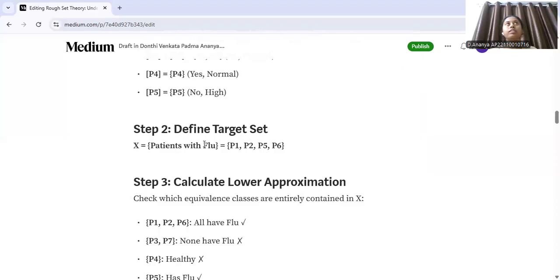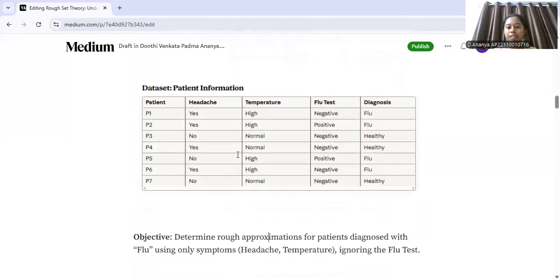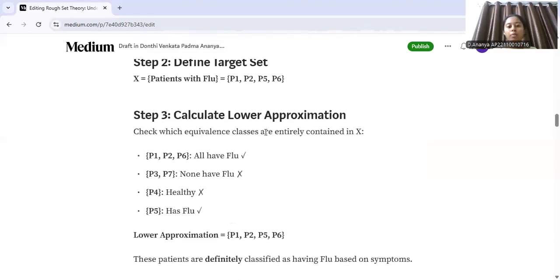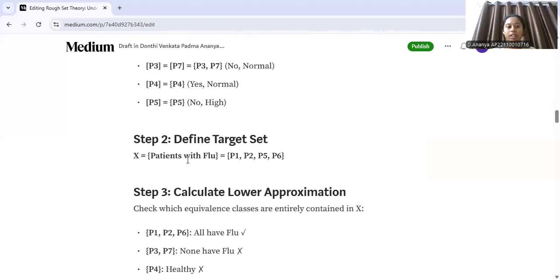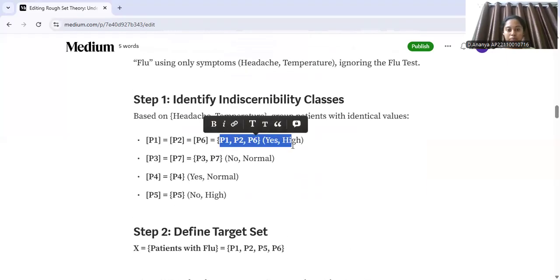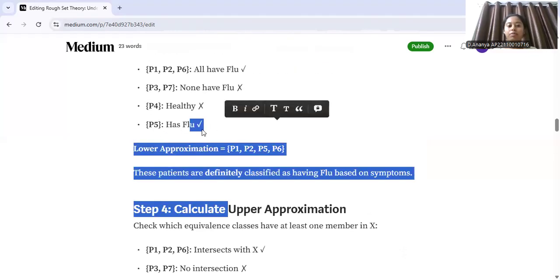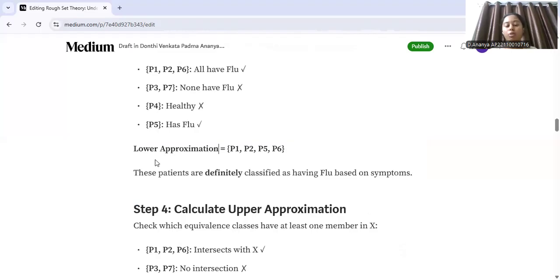Define the target set. We want to predict the patients with the flu, so that is the target set: P1, P2, P5, P6 have flu. Now the lower approximation. P1, P2, P6, as we have classified here, all have flu, so it will be considered. P3 and P7, no one has flu, so they are not in our target set. P4 is healthy, we don't want it. P5 has flu, so we consider it. So in the lower approximation, P1, P2, P5, P6 will be there.